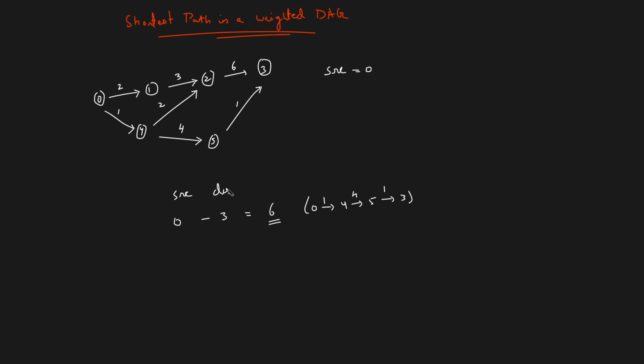So the question states you'll be given a source, and you need to tell the shortest distance from this 0 to every other node. Yes, 0 to 1, 0 to 2, 0 to 3, 0 to 4, 0 to 5, for every other node you have to tell us the shortest distance. Since it's a weighted graph, the representation will change a bit. You have to store in terms of pairs.